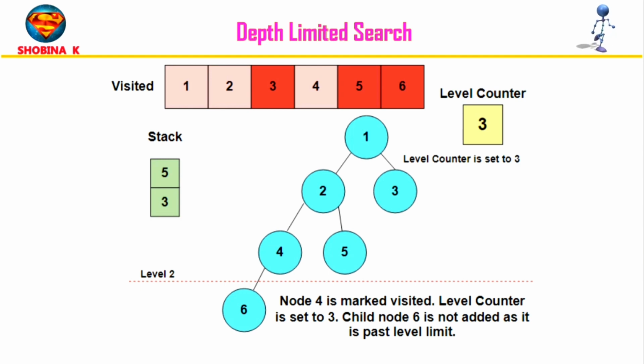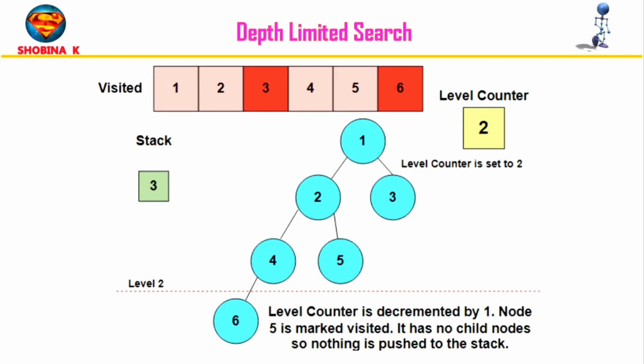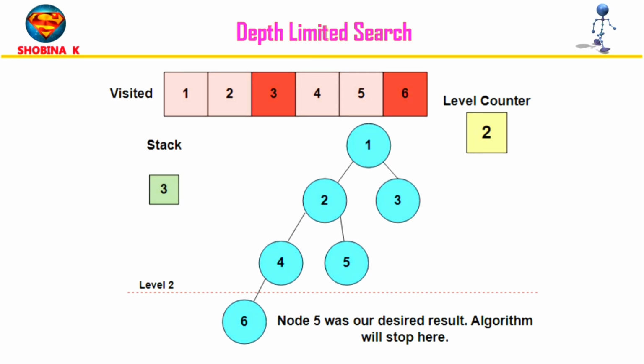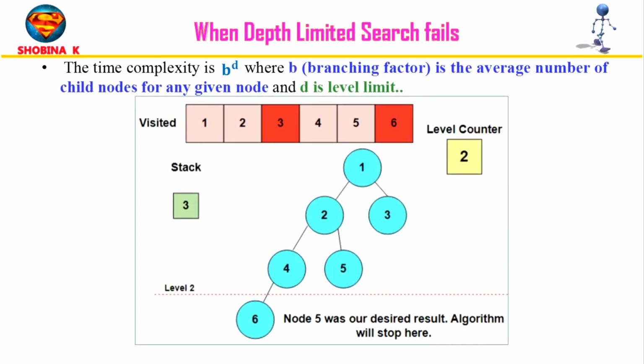So what would happen if our desired node is 6? And this is known as cutoff failure. That is, our target exists, but it is too deep for us to traverse. For example, if our level limit is 3 and our desired node was 7, it could traverse the whole tree without finding the result. And that would be the standard failure. And the time complexity for DLS is b^d, where b is the branching factor, which is the average number of child nodes for any given node, and d is the level limit.